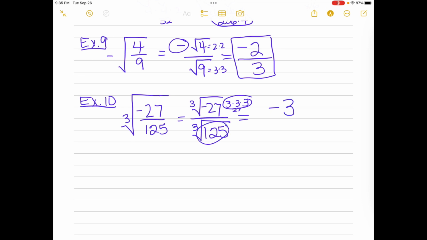Down here, I'm trying to make 125. So it ends in a 5. I'm going to try 5 and see if that works. So I want 3 of them. So 5 times 5 is 25 times another 5. That is 125. So that means this bottom number is 5. And there's my answer.